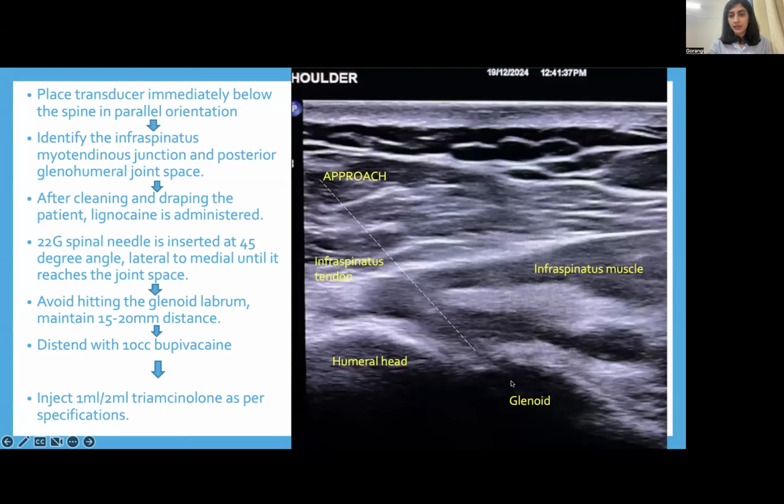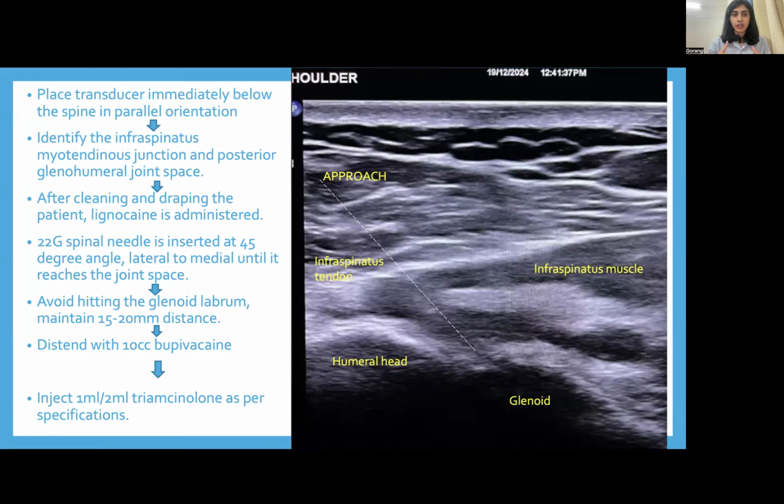Between the humeral head and the glenoid is where you target your needle. This was the needle, but the track could not be visualized perfectly in this patient. So this is how you approach. You have to take care to not hit or damage the glenoid labrum, which is why it's a good idea to always stay 10 to 15 millimeters away from the glenoid labrum.